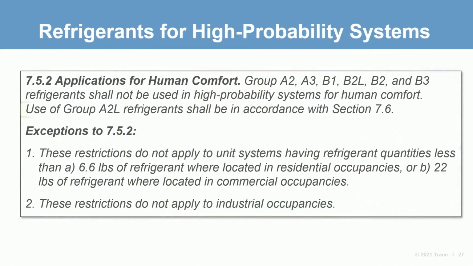Now, as I mentioned, other than these exceptions, only A1 or A2L refrigerants are allowed for use in a high probability system for human comfort. But for A2L refrigerants, due to their flammability characteristics, the standard prescribes some extra special requirements in Section 7.6. Chris will talk through those later in the program.